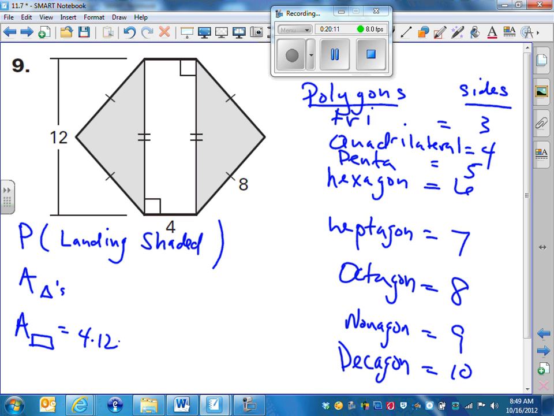All right. On the triangles, we have to break this down. What's the base of my triangle? That is 12. Okay, so the base of the triangle is 12. So it's half times base times height, and the base is 12. So we have a half times 12 times. Now what's the height of the triangle? What's the height of the triangle? 4.